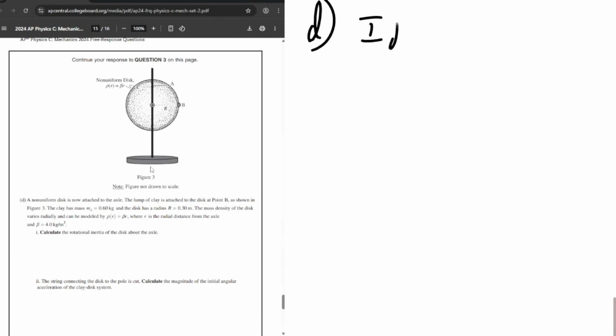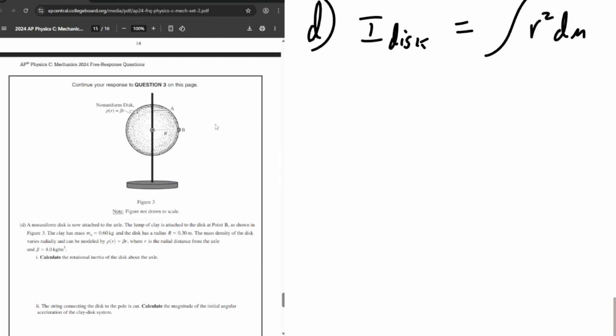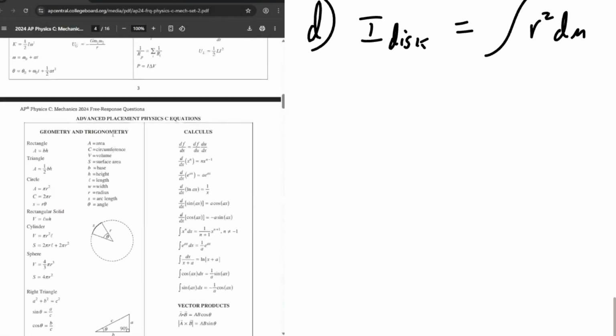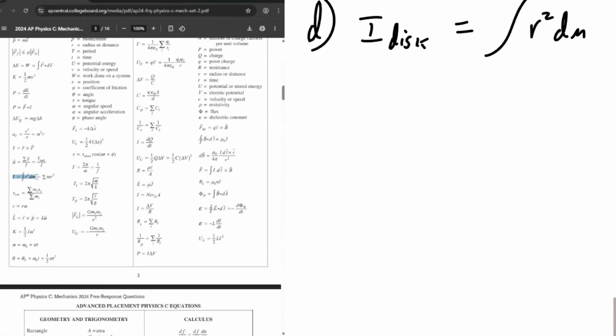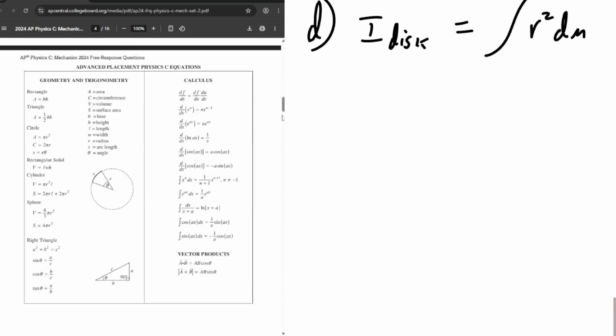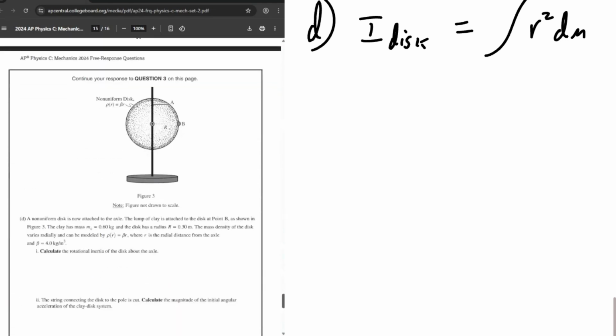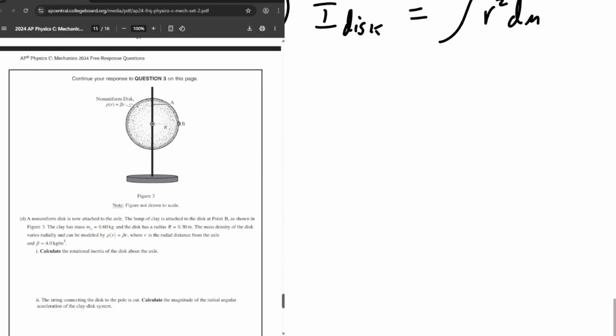So I_disk, the rotational inertia of the disk, is equal to the integral of r squared dm. That's pulled straight off your equation sheet. I can find it up here, right here. This is rotational inertia. Because the mass density is non-uniform, we're going to integrate in order to find that. So we have to think our rho is equal to difference in mass over difference in volume, right? Or well, it's a disk, so we're going to say difference in area, right?